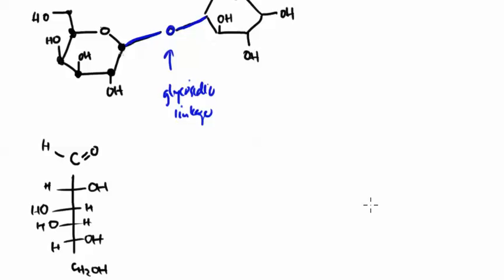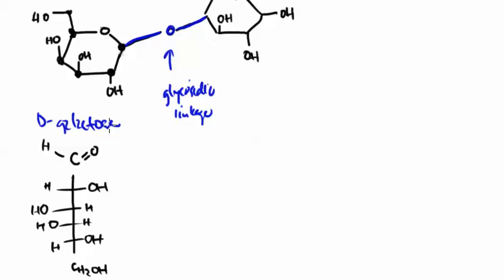So I need to go to the chart, and I need to find the aldose chart because this is an aldehyde, and I need to look for a 6-carbon sugar that has OH groups that go right-handed, left-handed, left-handed, right-handed. And when I find that, I'm going to see that this thing is called D-galactose. Okay, so the sugar to the left in question is D-galactose.